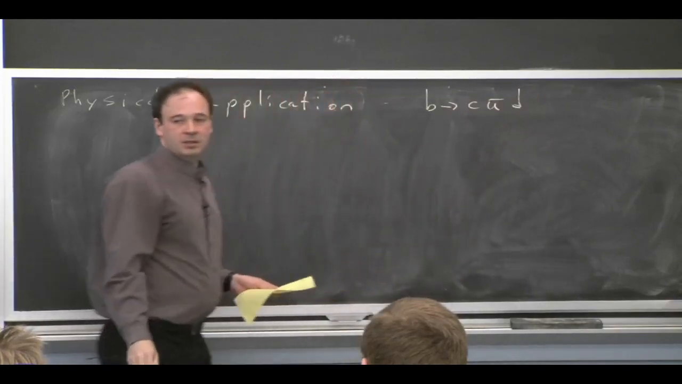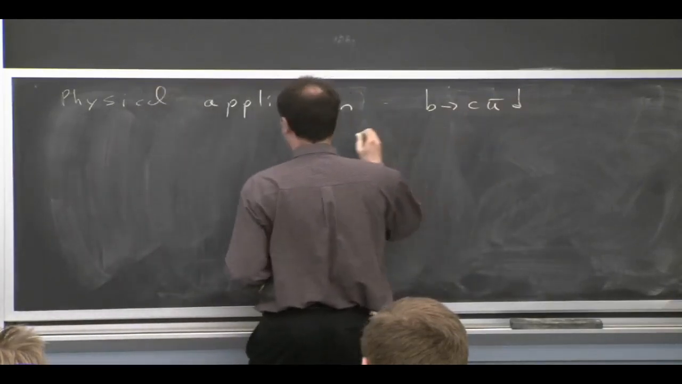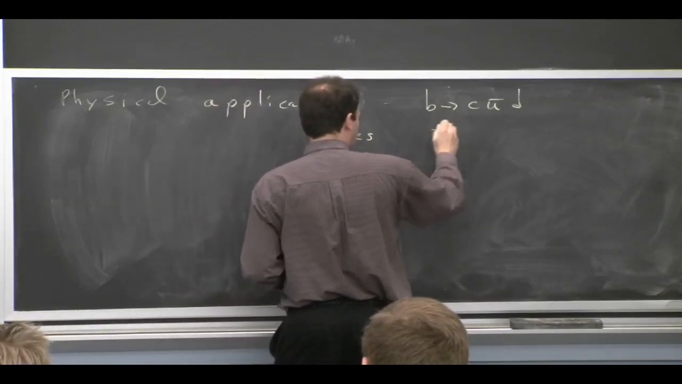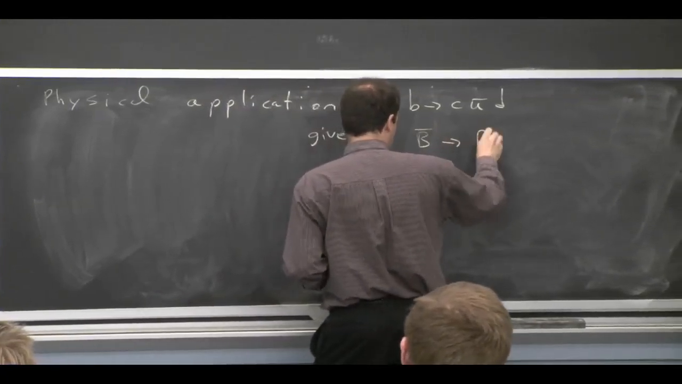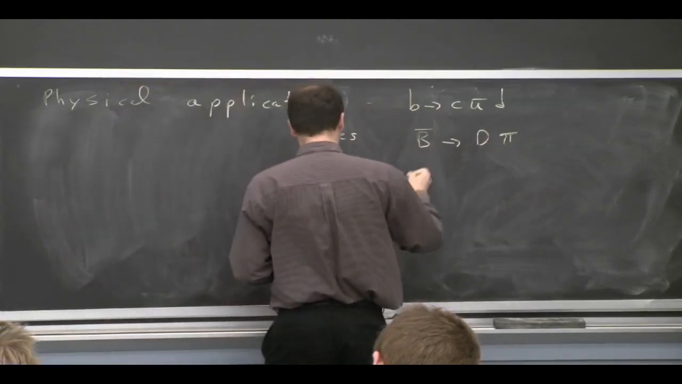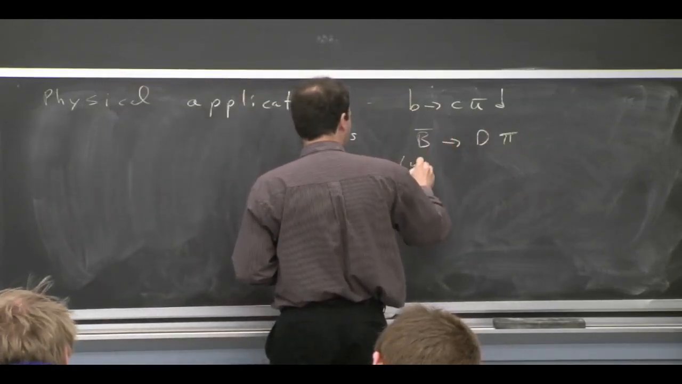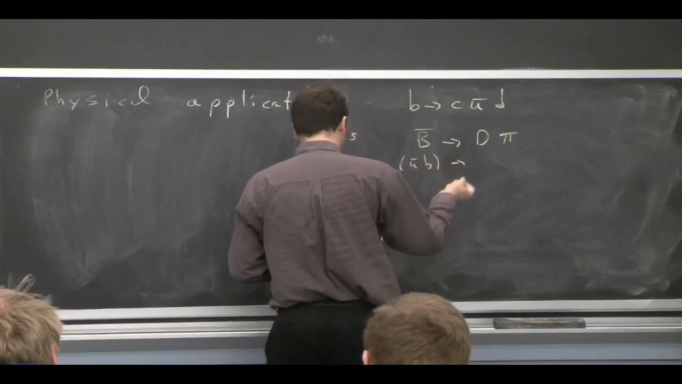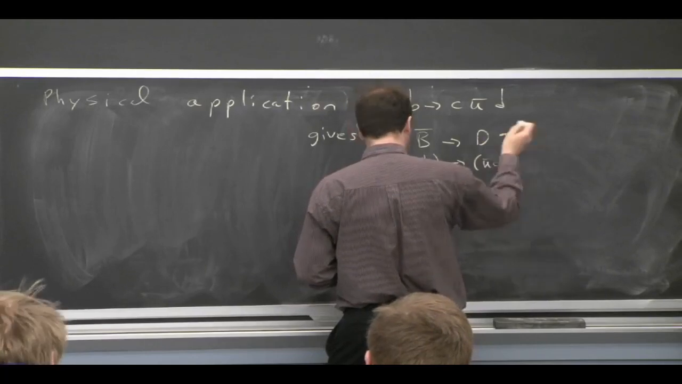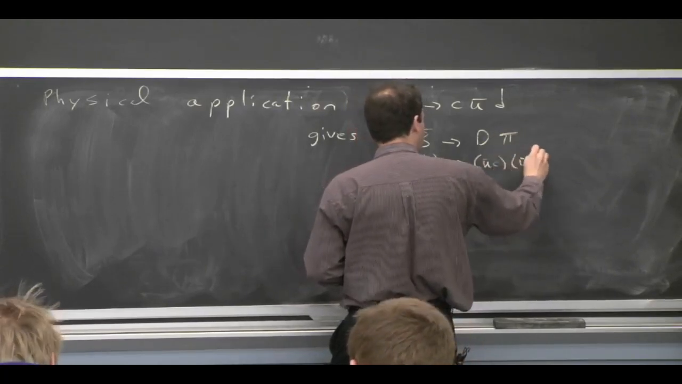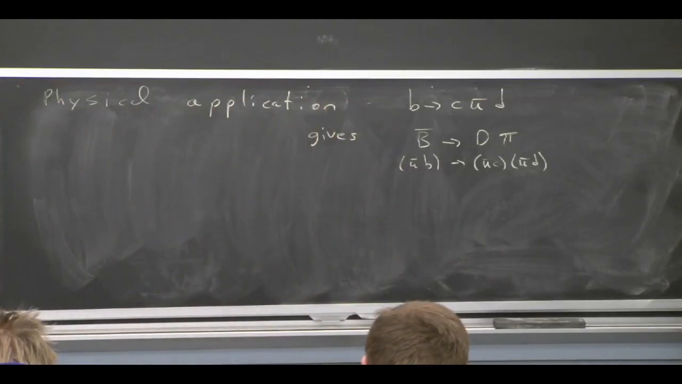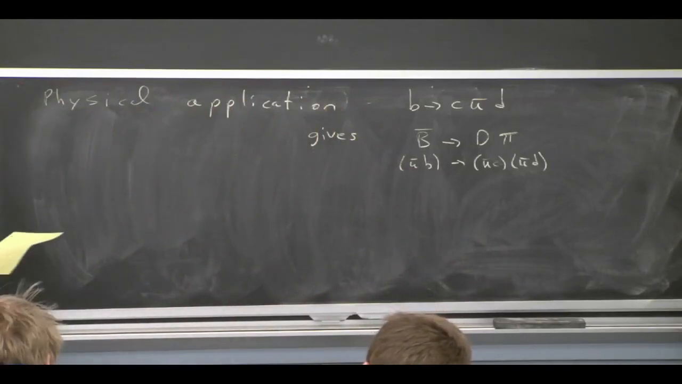So for b → c ū d, if you ask what process that gives, well, one process that it gives is just a B → Dπ transition. B̄ is built of ū b, and this guy's ū c, and the pion is the ū d. So the reason we're studying this is maybe we want to calculate B → Dπ.